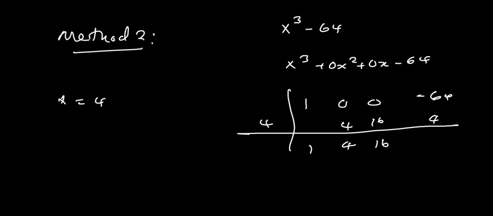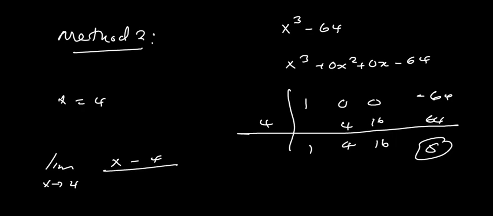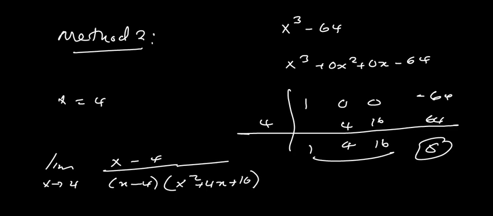Sorry. That's going to be 4 by 16. That should give us a 64, if I'm not wrong. That should be a 0, implying that the limit as x approaches 4 of x minus 4 is the same as x minus 4 and the quotient, which is x squared plus 4x plus 16.